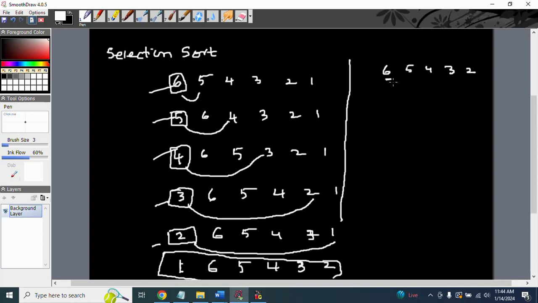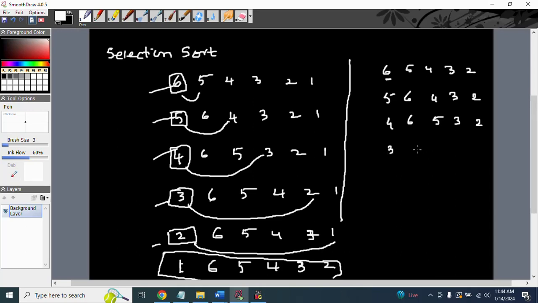So the second element will be compared with the third element, 2 3, 2 4, 2 5, 2 6. So 6 and 5 I'll compare. I have to swap, right? Then what is the new element in my second position? 5. So 2 3 comparison is done. 2 4, 5 and 4 should be compared, and since 4 is smaller, swapping is done again. Then again 4 will be compared with the fourth element, 4 6 5, and this is the fourth element.